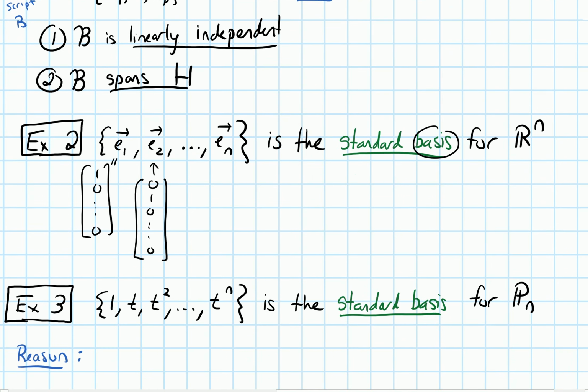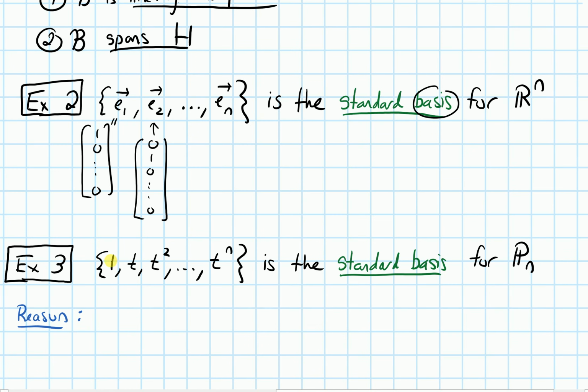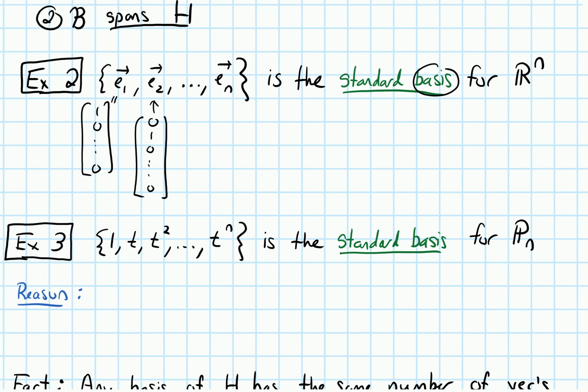We can talk about bases for things that are not Rn. For example, Pn, the set of polynomials of degree at most n. With Pn, the polynomials 1, t, t squared, all the way up until t to the n, form a basis for it, and they're called the standard basis. The reason these vectors are a basis for Pn is that I need two things. They have to be linearly independent, and they have to span Pn.